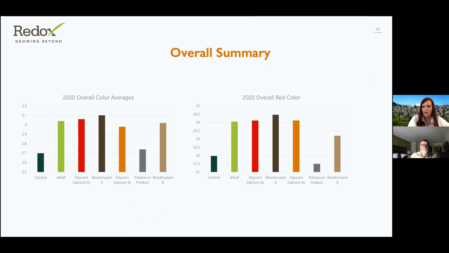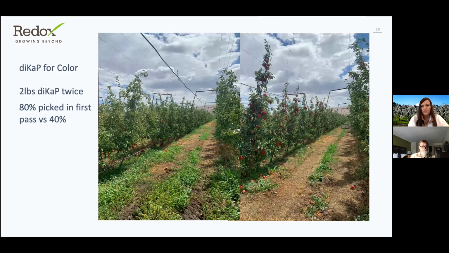So here's just kind of the overall summary. They did look at a few other products, but you can see on overall color on the apple and that depth of red, DICAP and Oxycom both really outperformed the control.